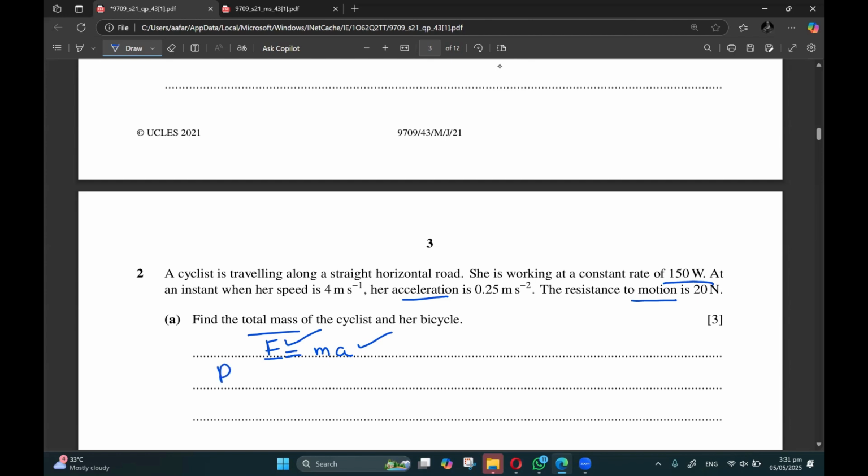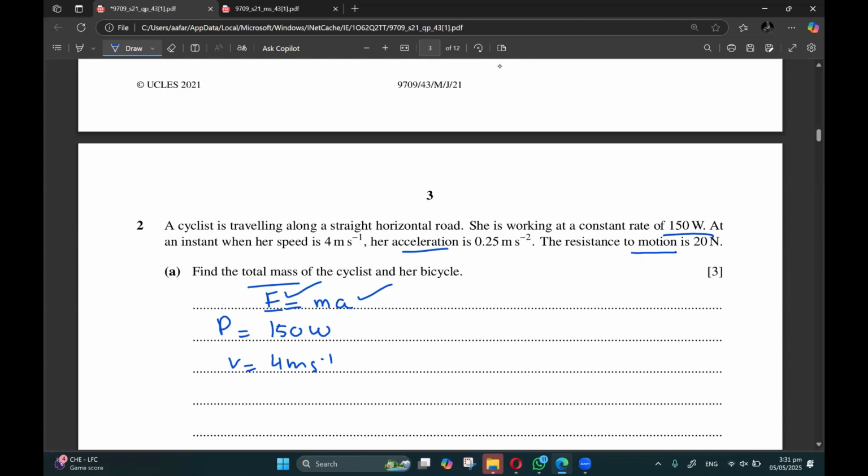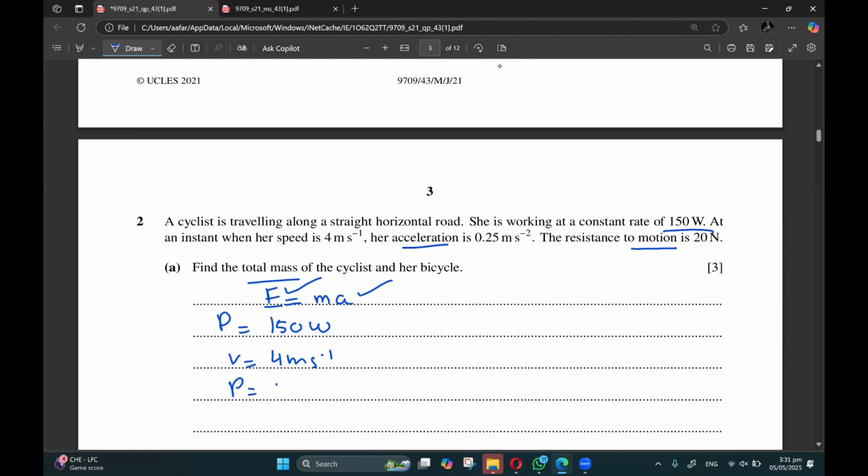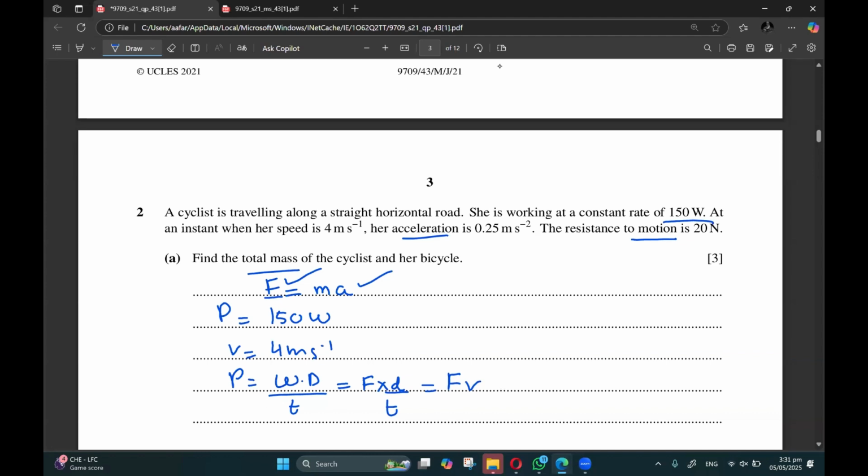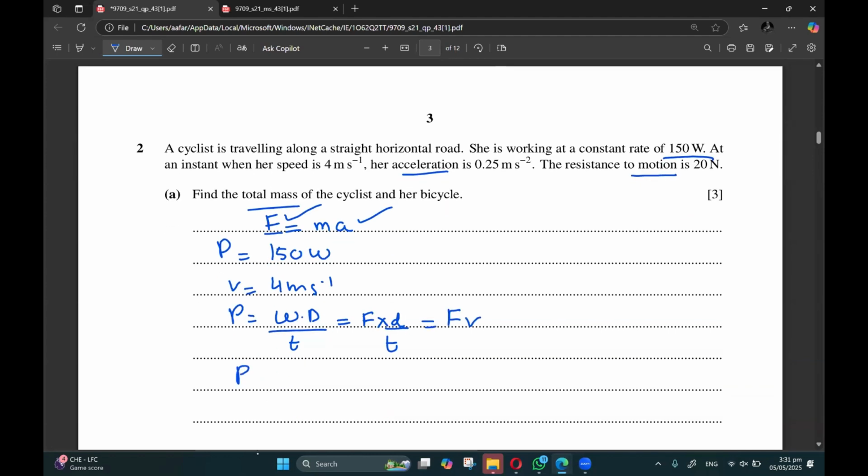They've given us the power, which is 150 watt, and at an instant they've given us speed as well. So we know that power is basically equal to work done over time, which is force into distance over time. Distance over time is basically the velocity. So from here we can derive that power is also equal to the driving force into its velocity.